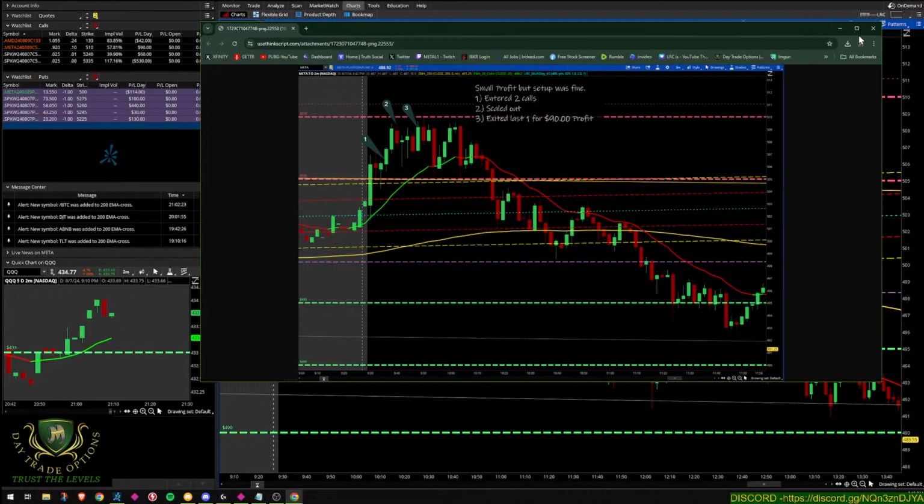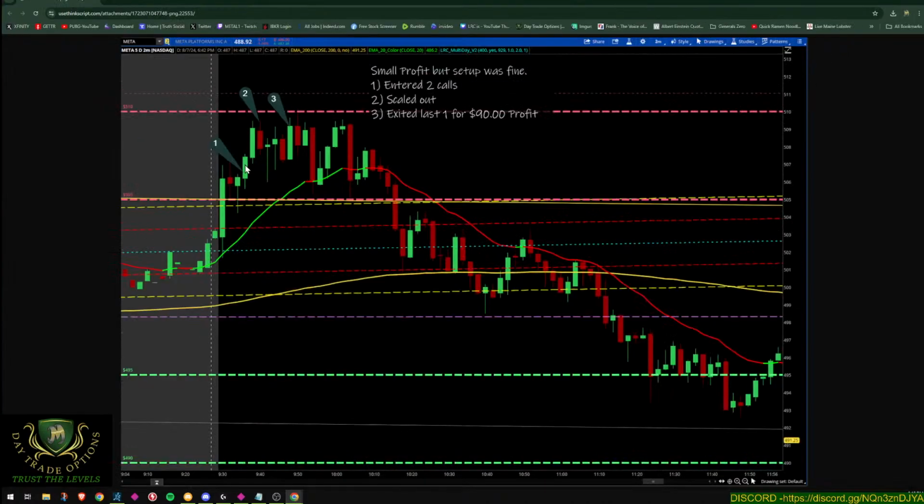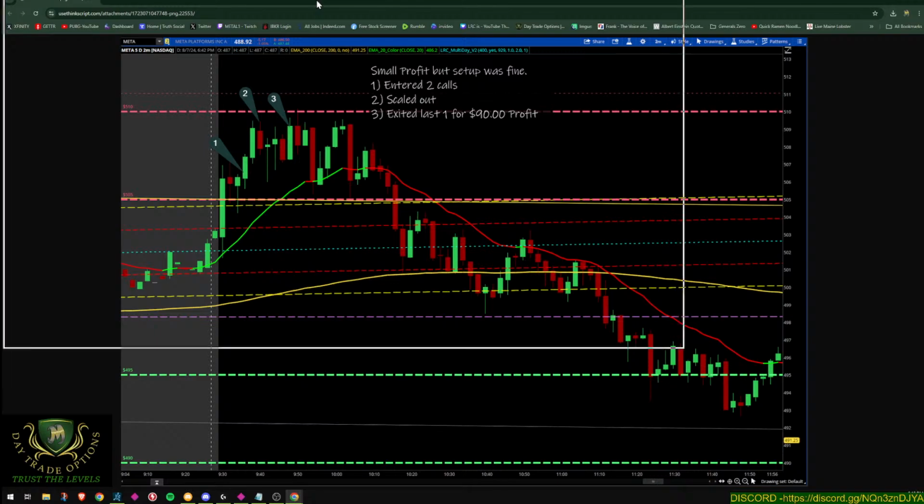Okay, so this was where I entered my trade on Meta. I'll go over it on the actual screen here in a second. So I entered two calls at this level and at this breakout. I scaled out here. I held to here, and I actually ended up taking the rest of my profit, which was a very small profit, and you'll see that in a second.